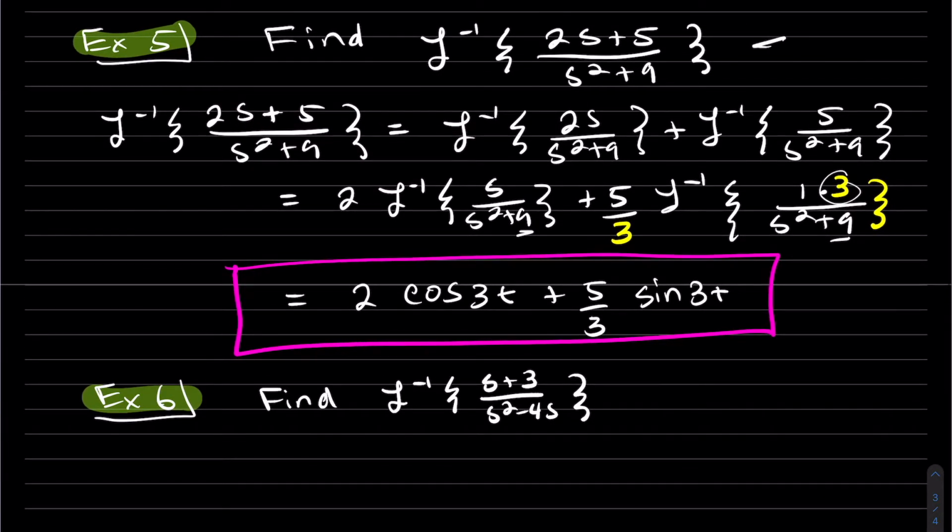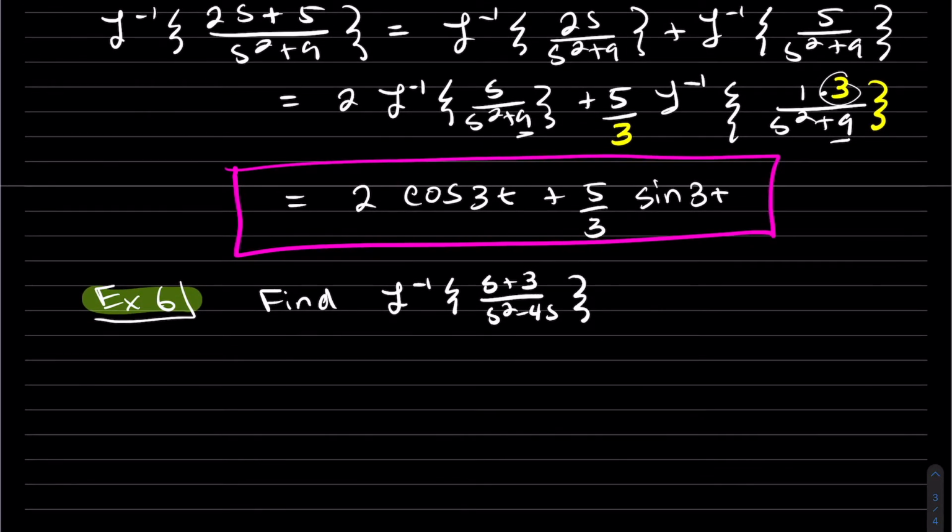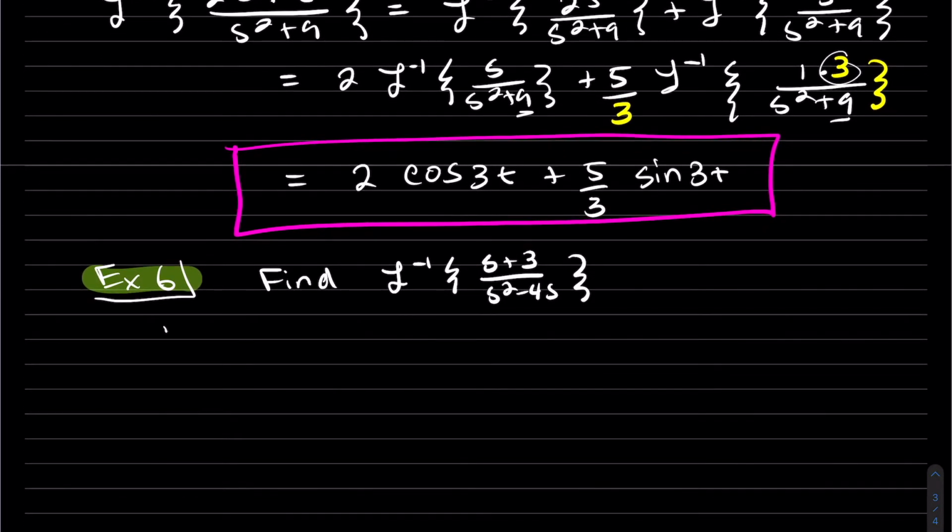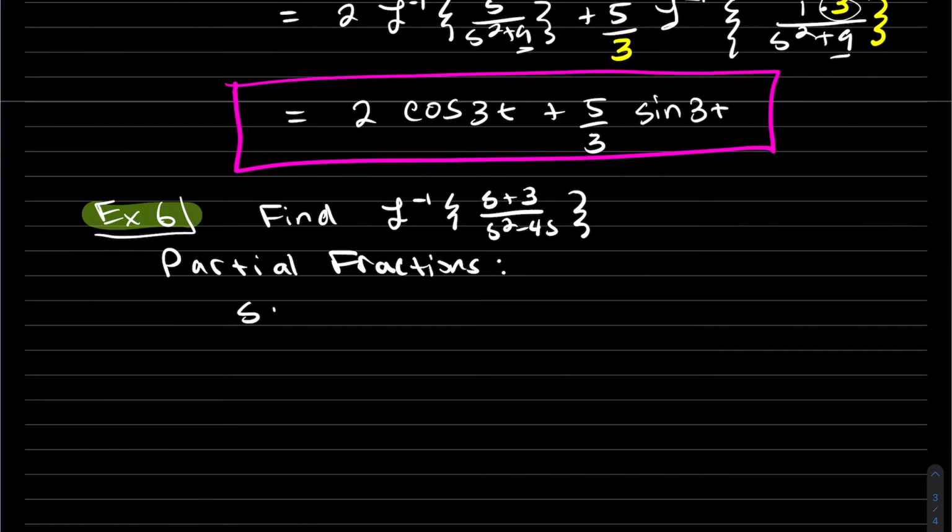This one we were able to just split up because we already had our denominator on our list of Laplace inverse transforms, but this one's not on our list. So we will have to use partial fractions. We basically want to take s plus 3 and we'll factor this denominator.